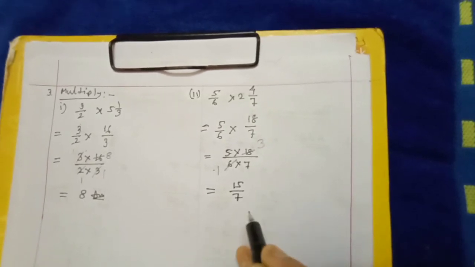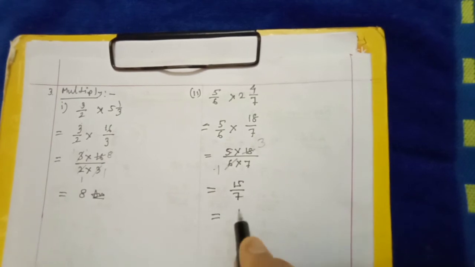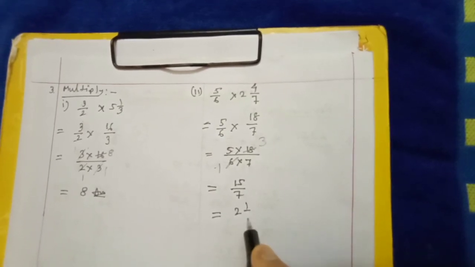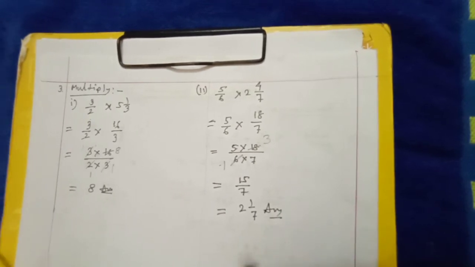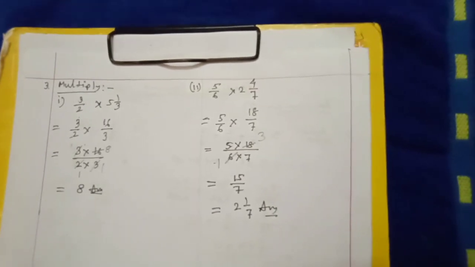Now in the numerator 5 into 3 is 15, and in the denominator it is 7 only. You can leave the answer here, or you can write 7 2s are 14, 1 by 7. 7 2s are 14 plus 1, 15. This can be your answer. In the mixed fraction also you can give the answer. Next one is division.